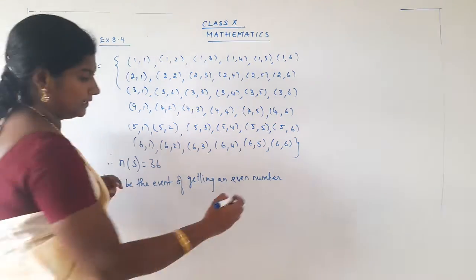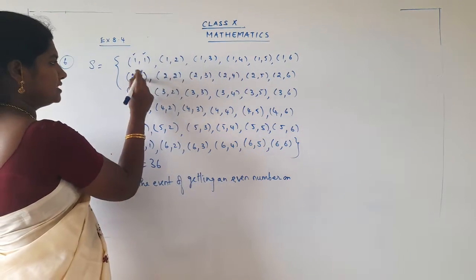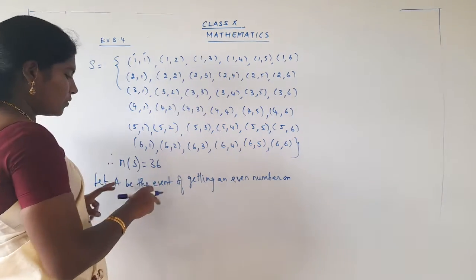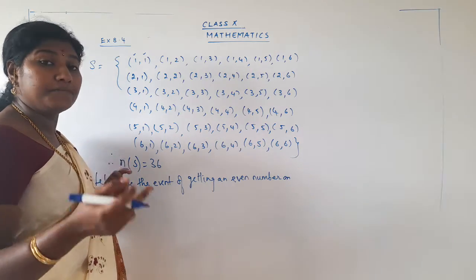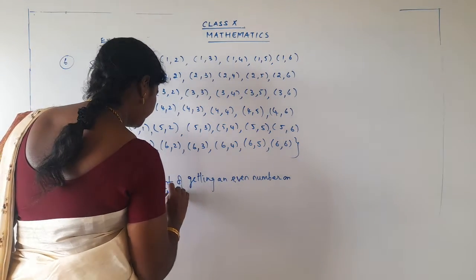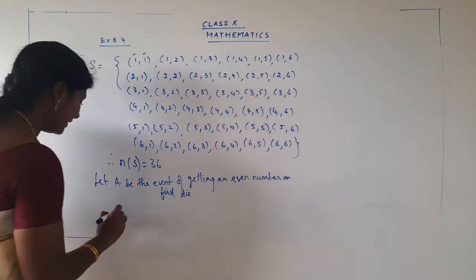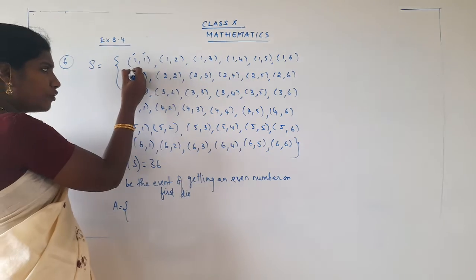on the first die. So this is the first die and this is the second die. First, second, first, second, first, second. So now what they are asking here, they are asking you that you should get an even number on the first die. Getting an even number on first. So I will write out what is A first of all. First die even number. Even number means I want this line.